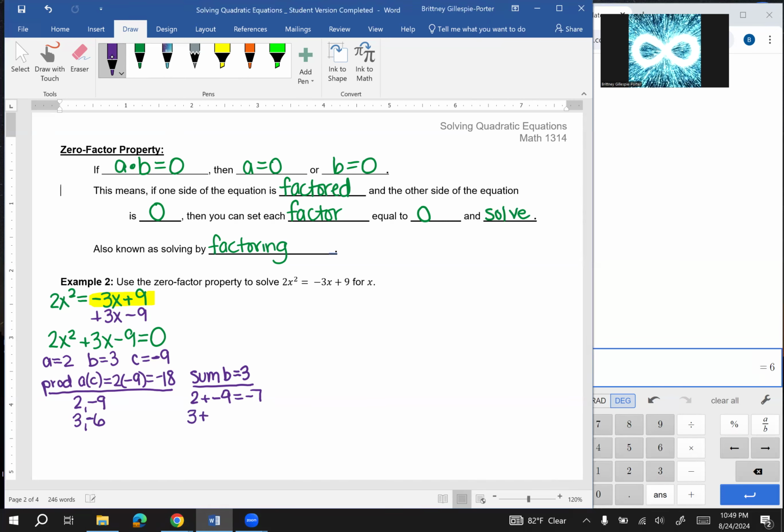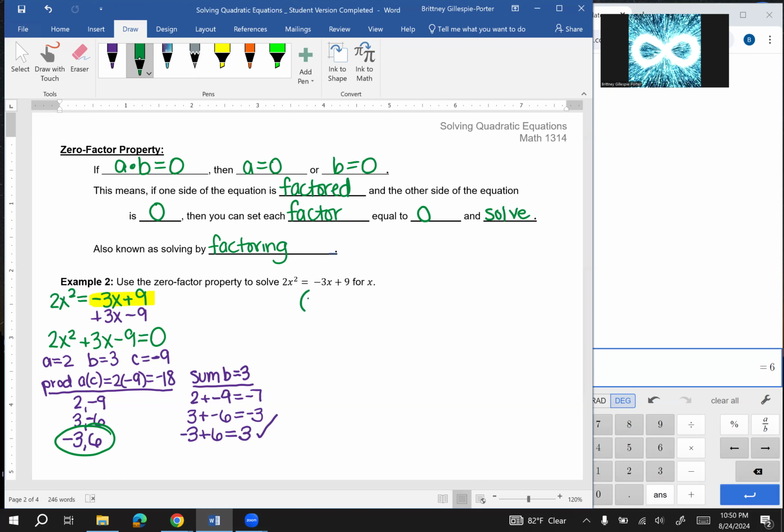When I take 3 plus negative 6, I get negative 3. Right number, wrong sign. So I'm going to go back and flip my signs in the two numbers. So instead of positive 3, I need a negative 3. Instead of negative 6, I need a positive 6. And now 3 plus 6, sorry, negative 3 plus 6 gets us to our positive 3. So we found our magic numbers. After you find your magic numbers, we're going to write our factors.